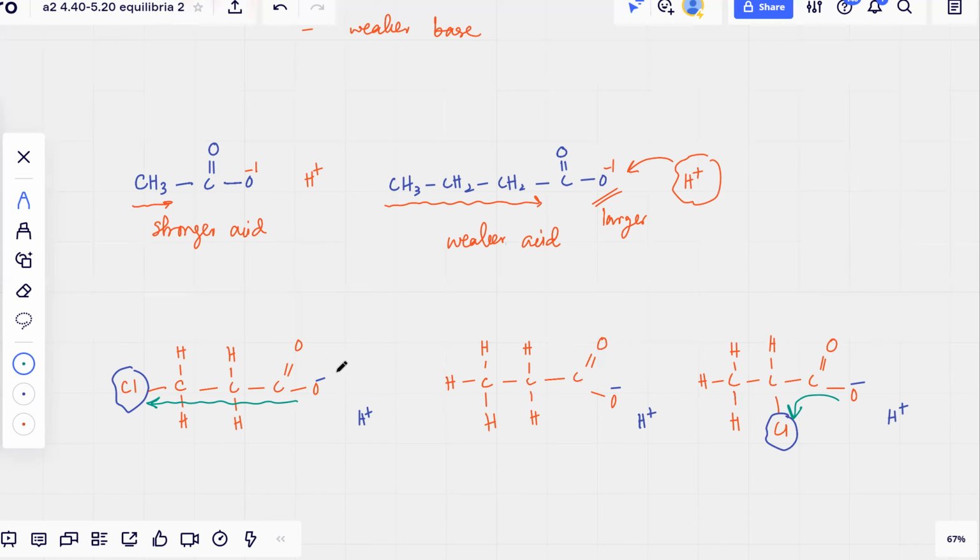The negative charge density over here would also be a lot lesser, and if it's lesser, it's not going to attract the H plus one back again. So more dissociation would happen. Is this clear? Yes, sir.